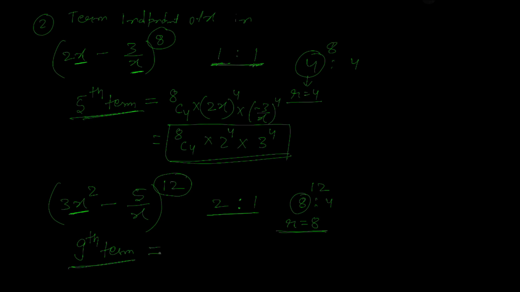What is the term independent of x? Then you need to calculate. So the ninth term is r equal to 8, and the value will be 12C8 into (3x²)^(12-8), that is 4, into (-5/x)^8. Now you can see that (x²)^4 will be x^8, and here x^8 in the denominator, and it will get cancelled.